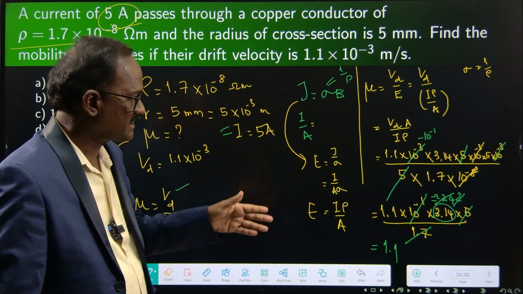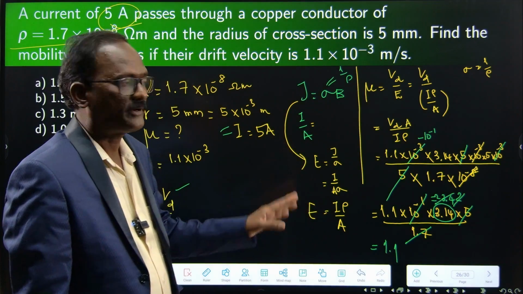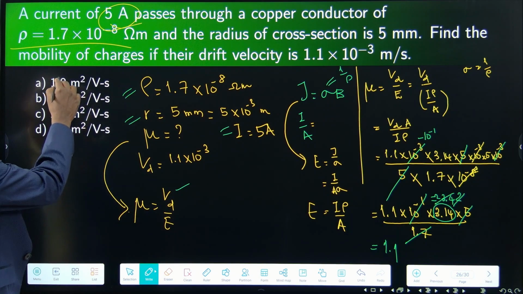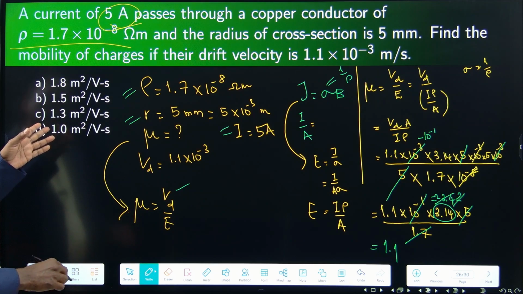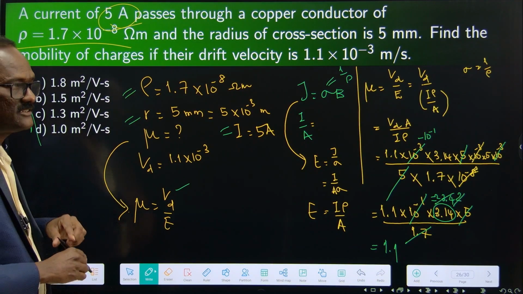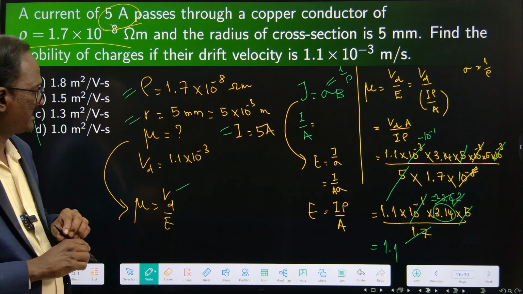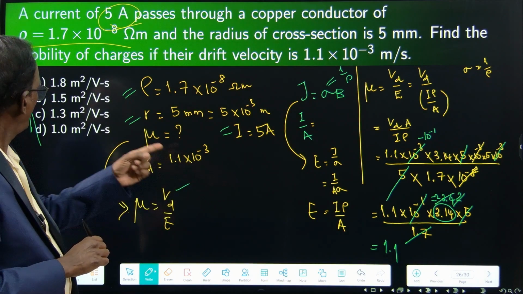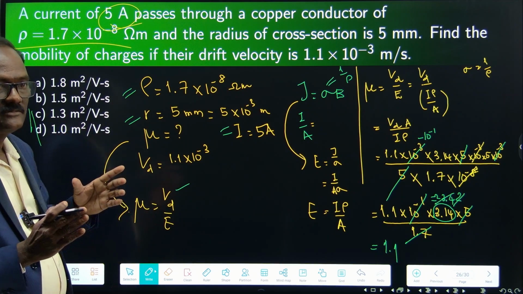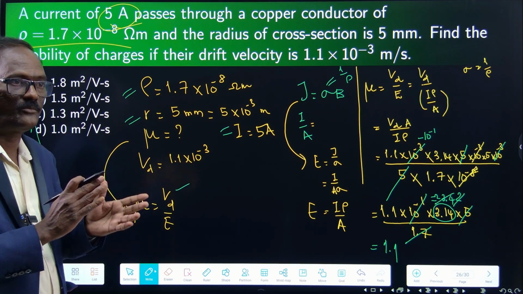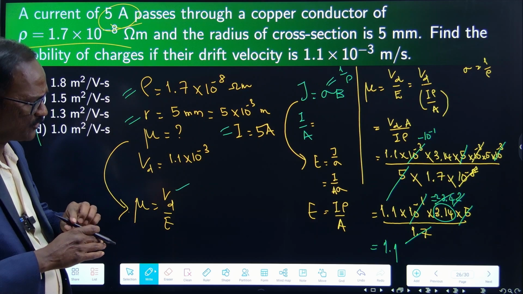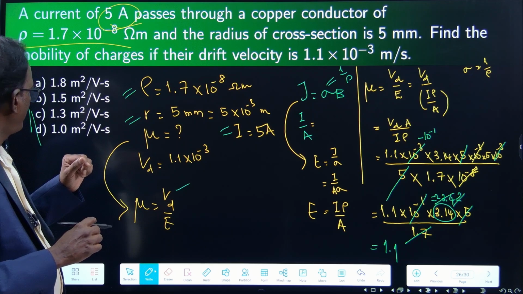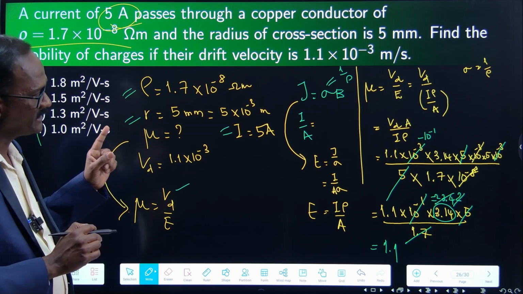So we have to find the nearest answer to 1.1. The options are 1.8, 1.5, 1.3, 1. We are having two close answers. Yes. 1.3 is also a near answer, and 1.1 is the approximate answer. But 1.0 and 1.3 are both close answers. Right. We have to choose the correct one between these two, 1 and 1.3. Yes.